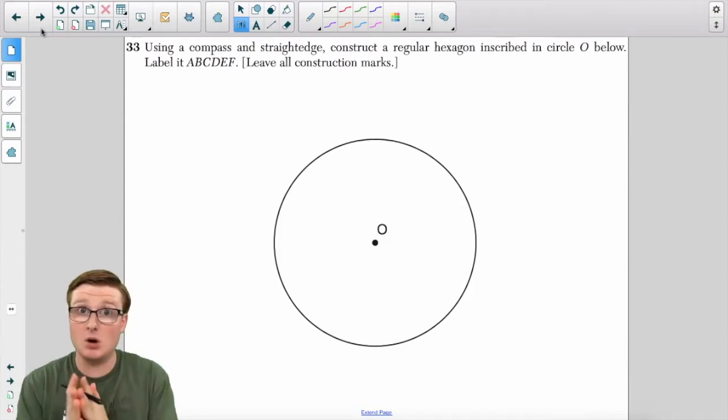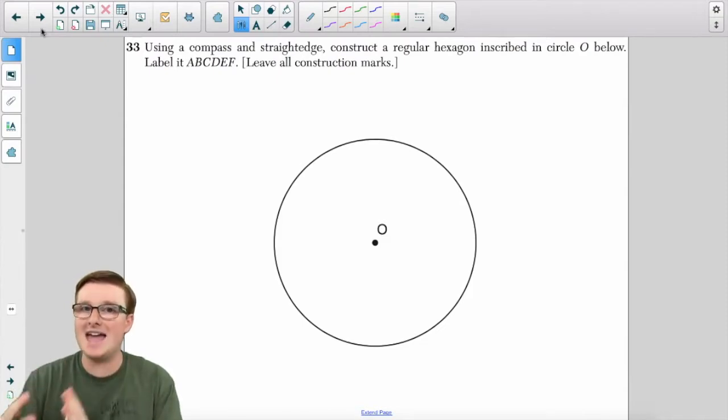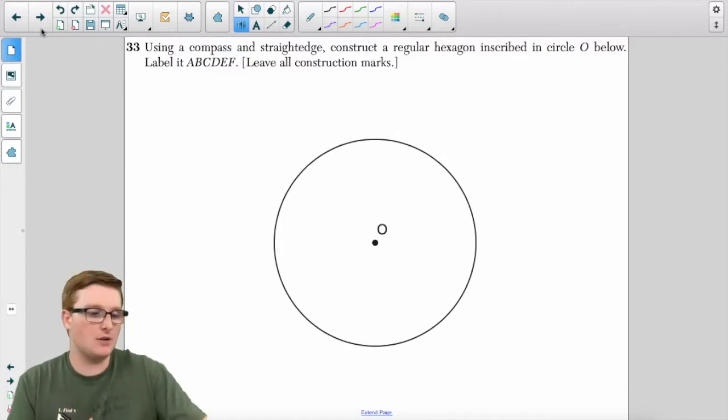If you want to watch this part of the video, that's perfectly fine. If you want to skip ahead to see a more hands-on interaction of how to do the construction, perfectly fine with me, but I'm going to show both anyway.